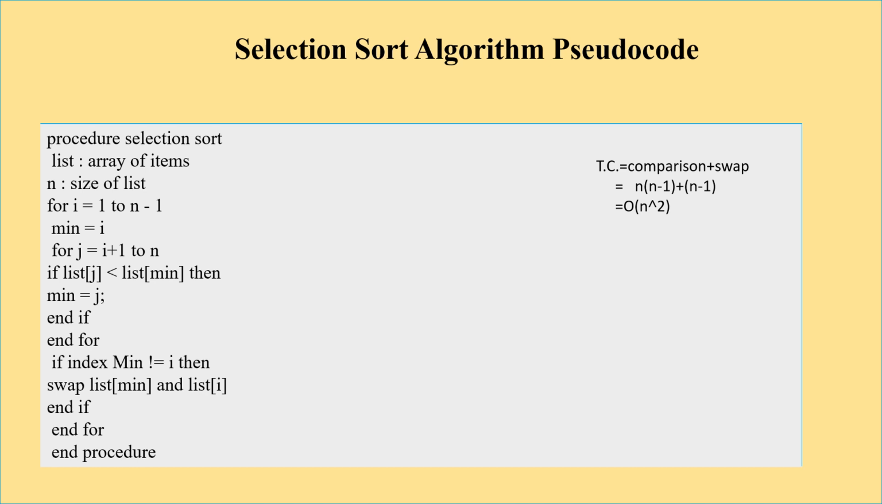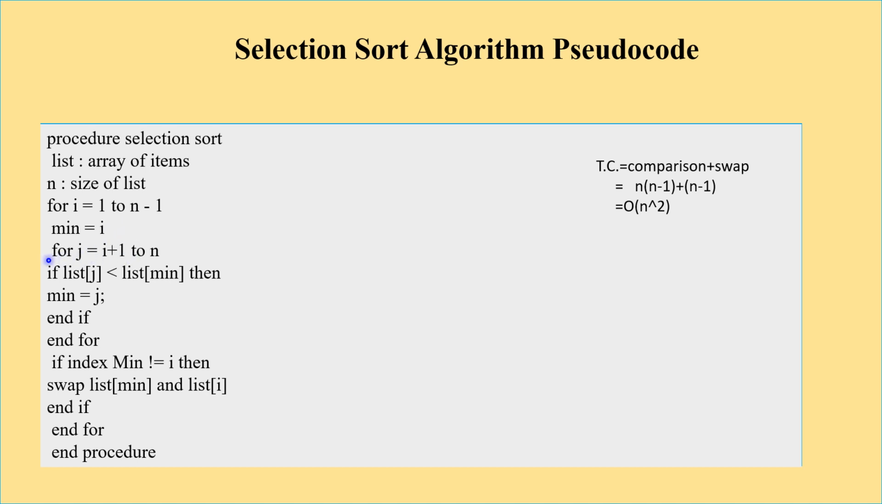In this algorithm, first we have one for loop, in which we are starting from the first element to n minus 1, the second last element, not up to n. In the next line, we are initializing the first element as the minimum element, because we need to do comparison, so we suppose it like this. Initially the first element is taken as minimum.